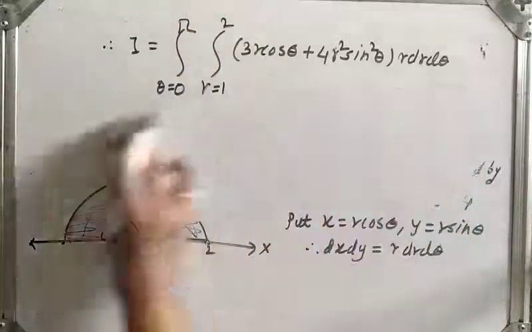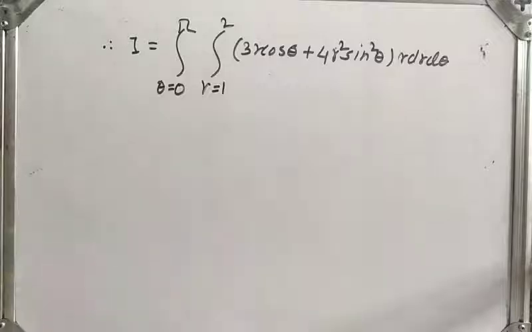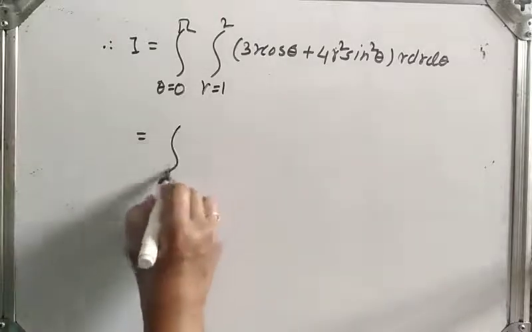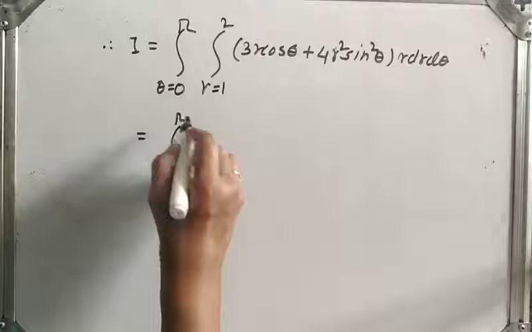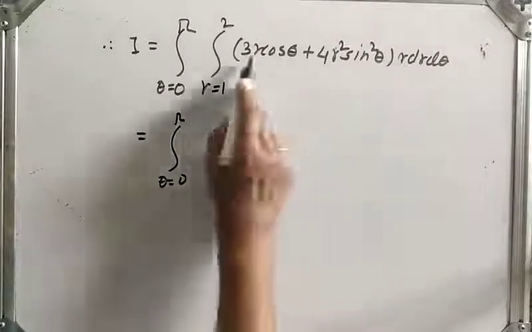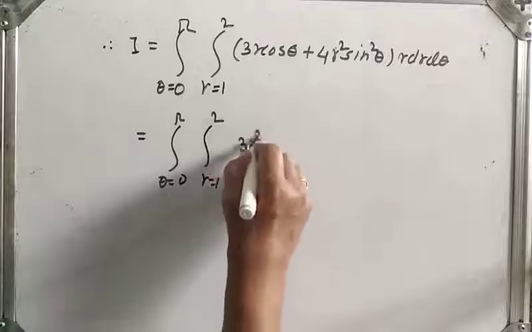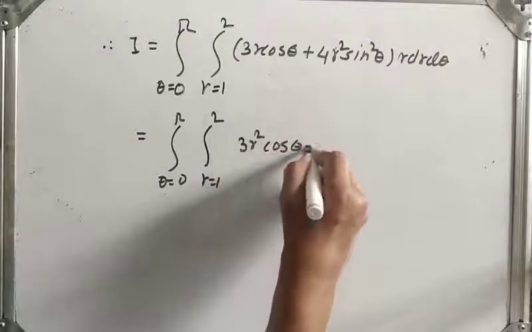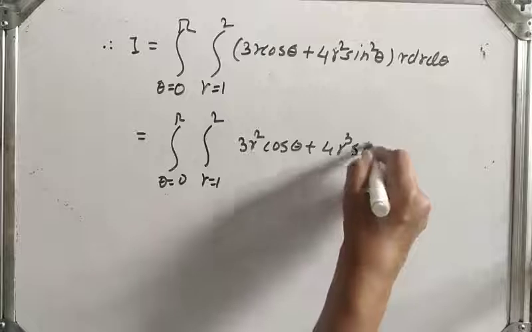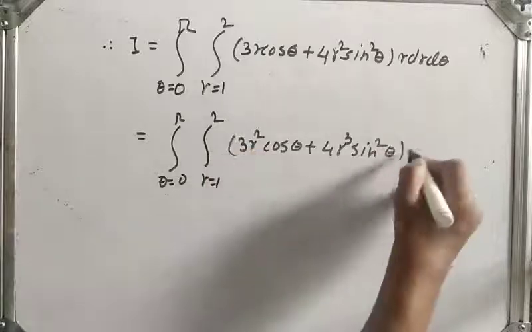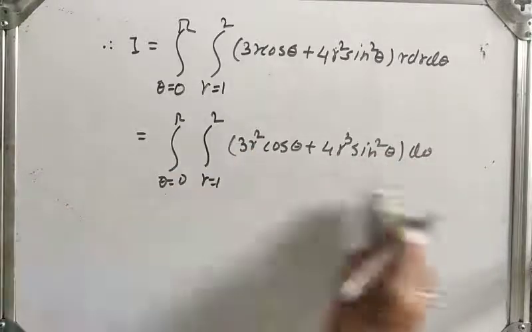Now let us solve this integration. Which is equal to the integral of theta from 0 to pi, and multiplying by r, the integral of r from 1 to 2 of (3r square cos theta plus 4r cube sin square theta) dr d theta.